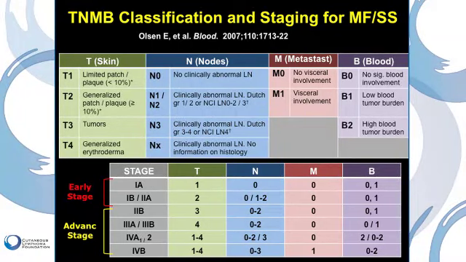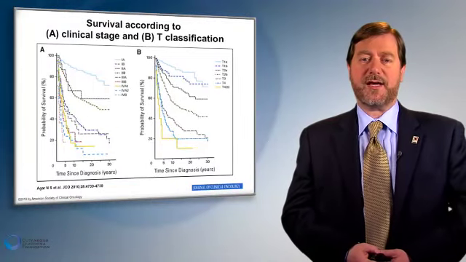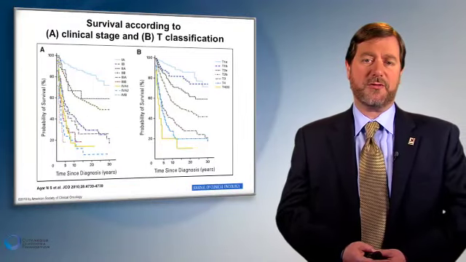Nonetheless, the involvement of lymph nodes, blood, and metastasis clearly adds severity to the disease, and therefore needs to be taken into account. Once you put together the different components of the T, N, M, and B, then you can come down with a composite, essentially, staging system that goes from 1A all the way to 4B. We call early stage 1A all the way to 2A, and all the other stages from 2B on are called advanced stages.